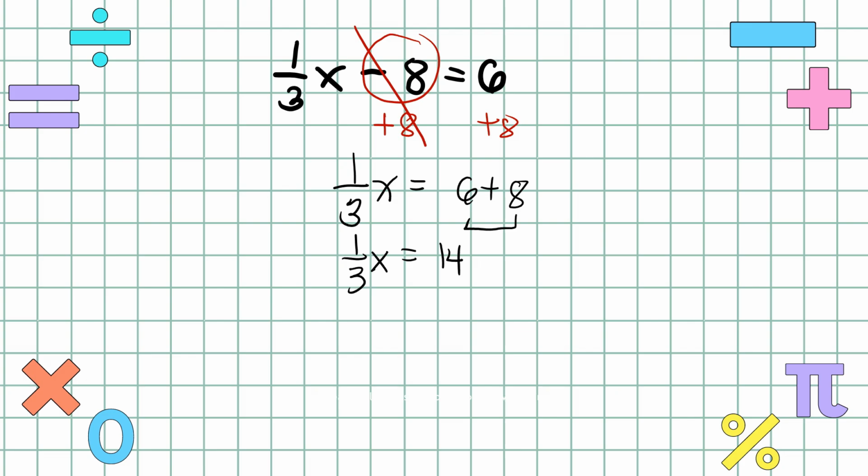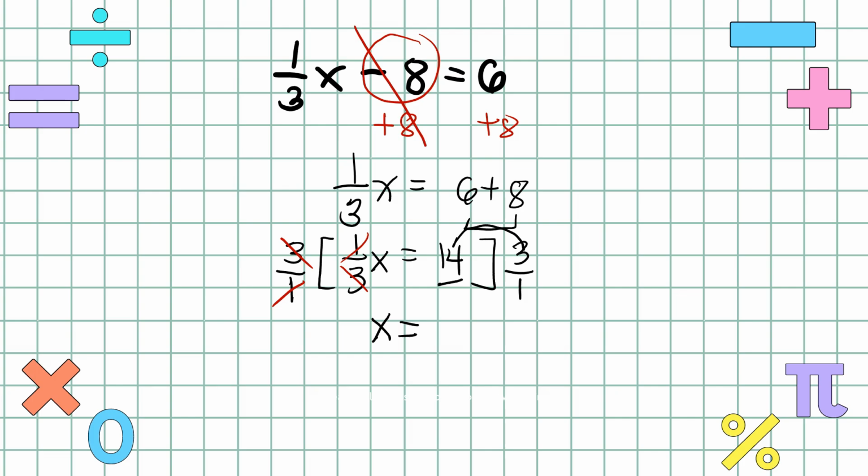Now, in order for us to remove or cancel our fraction coefficient here in our variable x, instead of dividing it by 1/3, we can also interpret that as multiplying it by the reciprocal. Again, dividing by 1/3 is the same as multiplying by its reciprocal, which is 3/1. So that when we multiply this together, they will cancel out one another. And we're left with x is equal to 14 times 3.